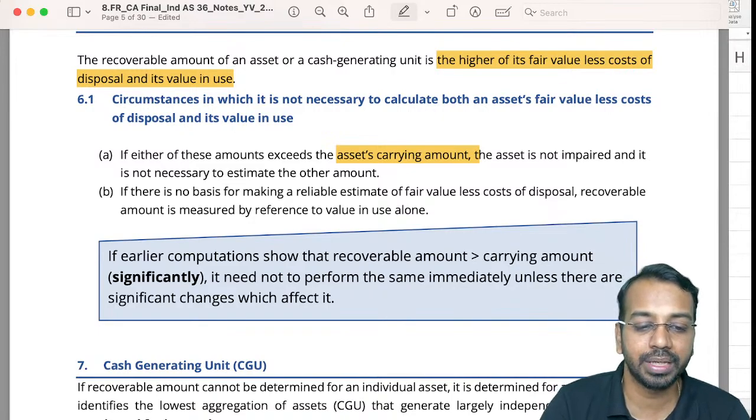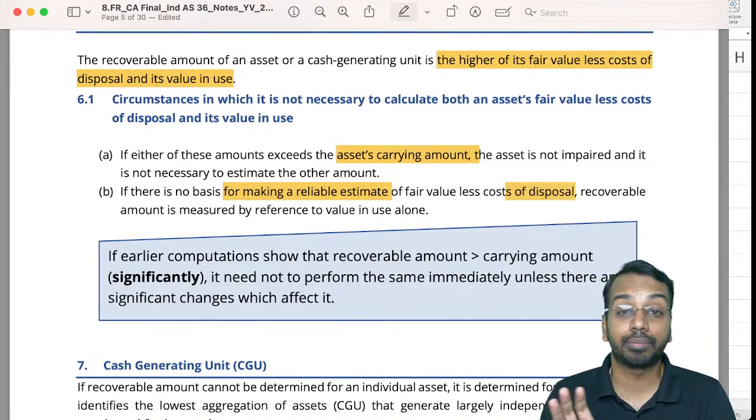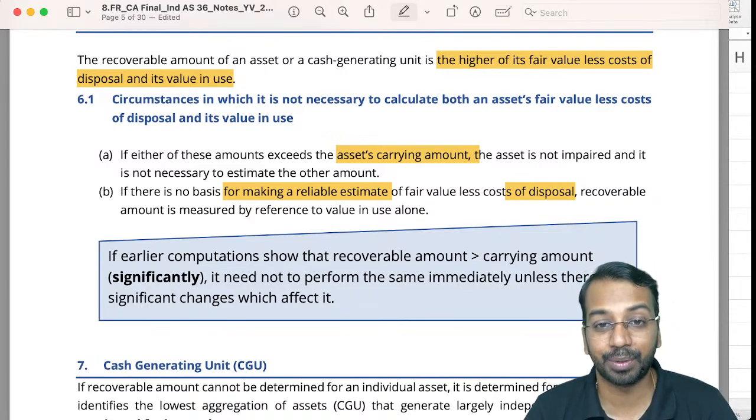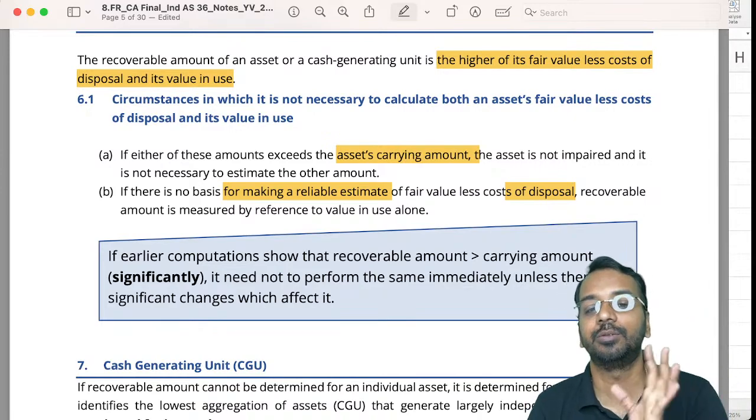Then, if there is no basis for making a reliable estimate of fair value less cost of disposal, so there is no proper open market where I can estimate the fair value, the fair value estimates may not be reliable. Then in that case, what do we do? We don't calculate the fair value, we will just use value in use.